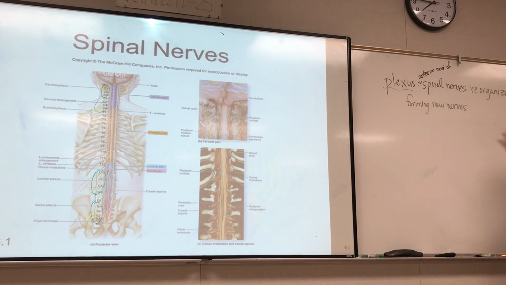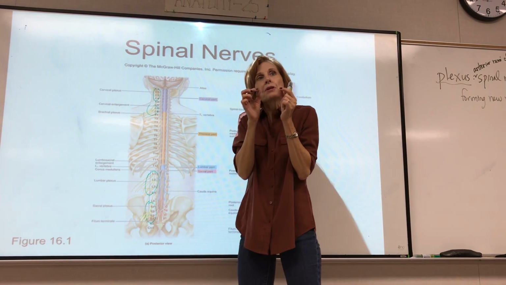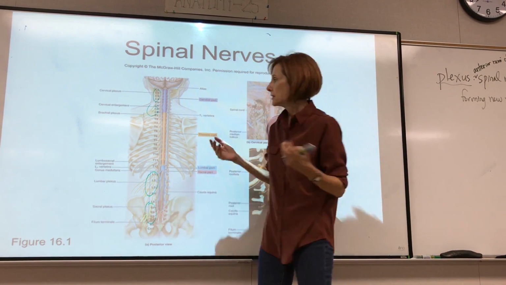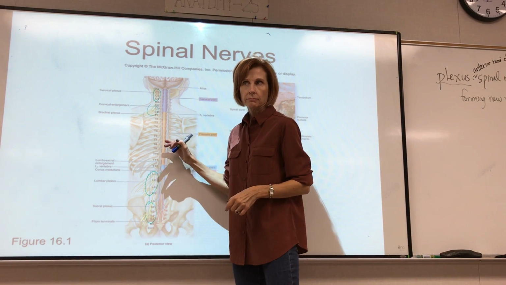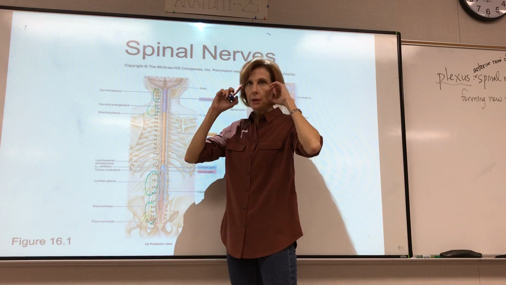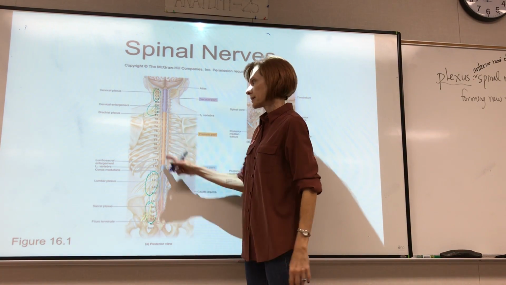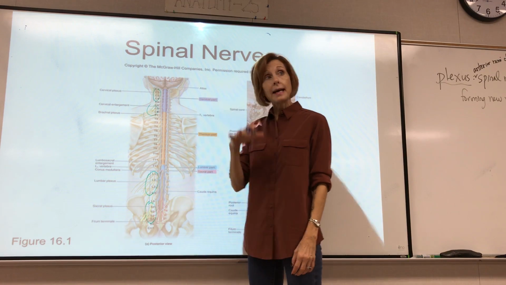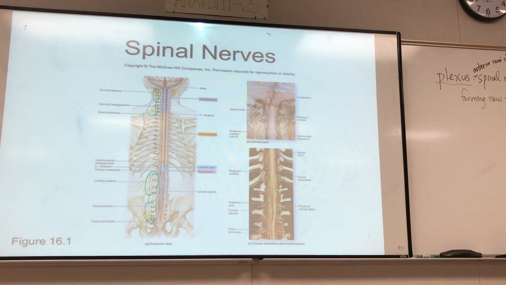You can't really see that on here, because the little posterior ramus is so small. I don't think they even show it here. You just have to know that it branches off and goes toward the back area, and what you see here is all anterior rami that we're talking about now. Okay.